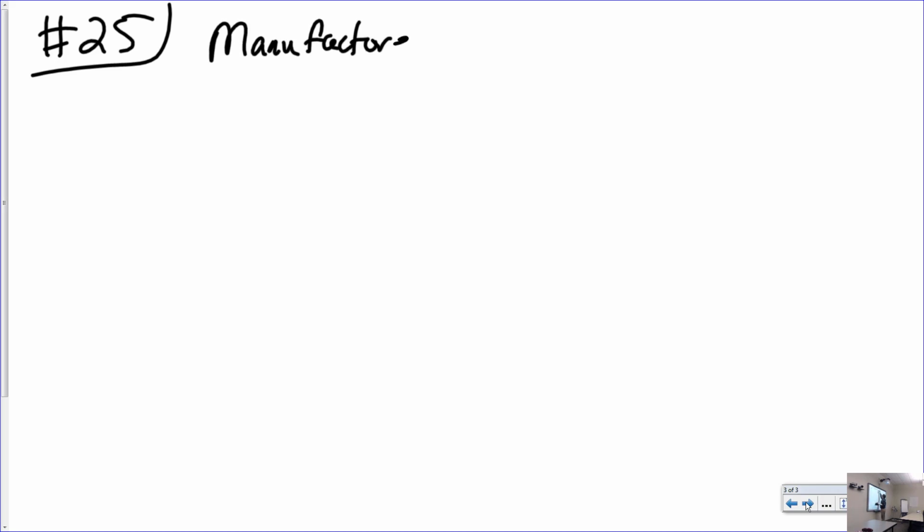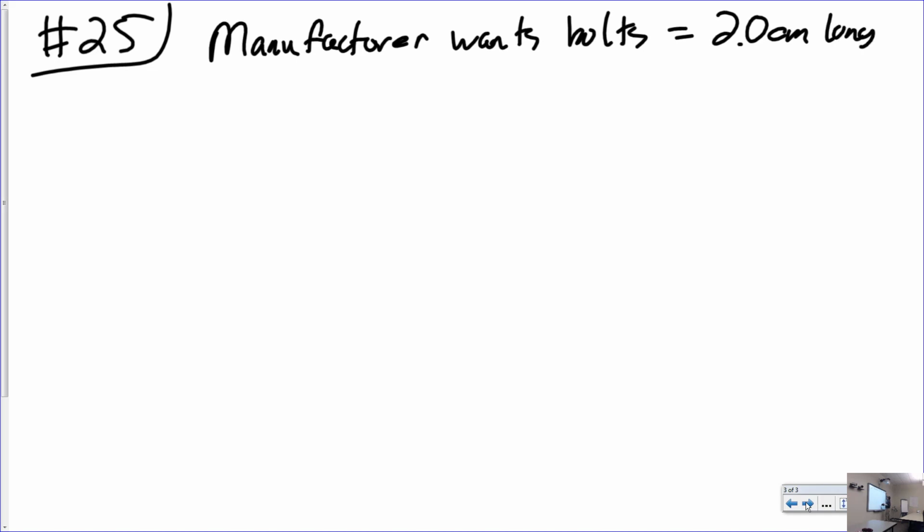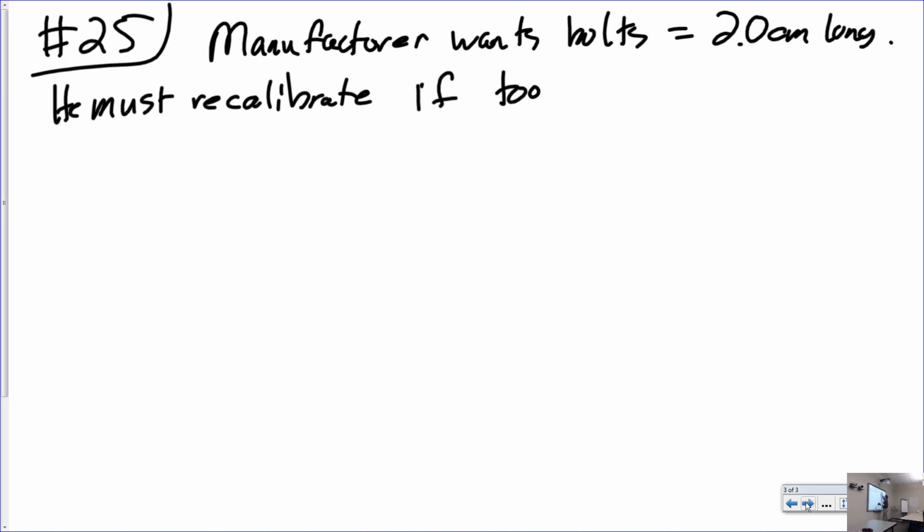The manufacturer wants the bolts equal to 2.0 centimeters long. He must recalibrate if too long or too short. Okay, so that sets up the problem that you're trying to test, all right? From this piece of information, you should be able to tell me what the H0 and the Ha are, all right?